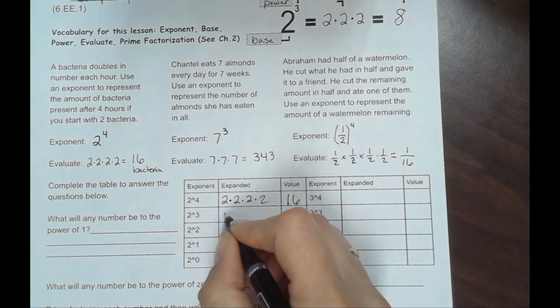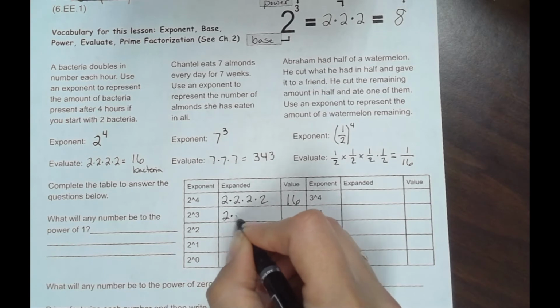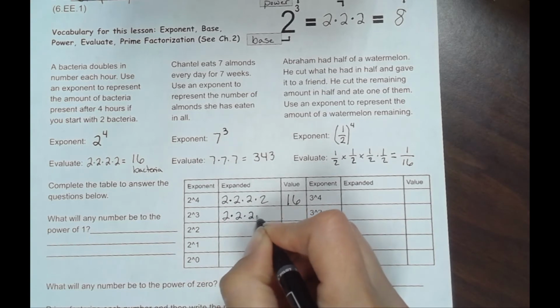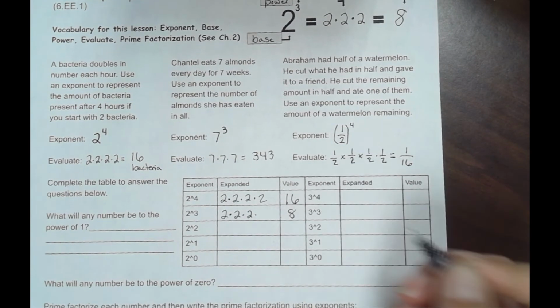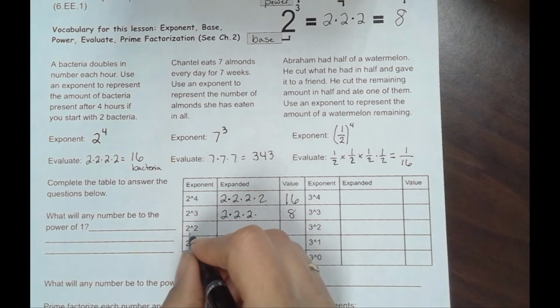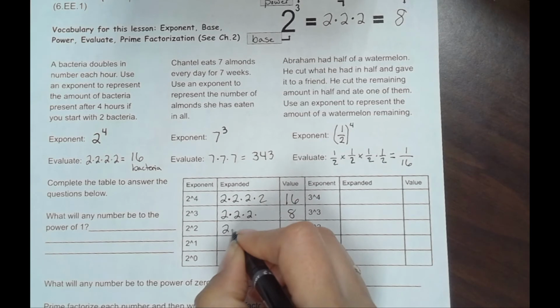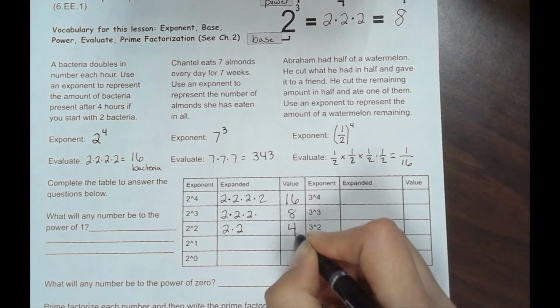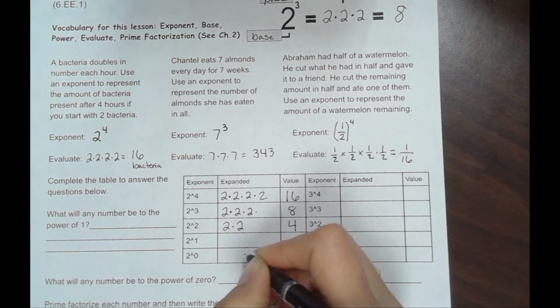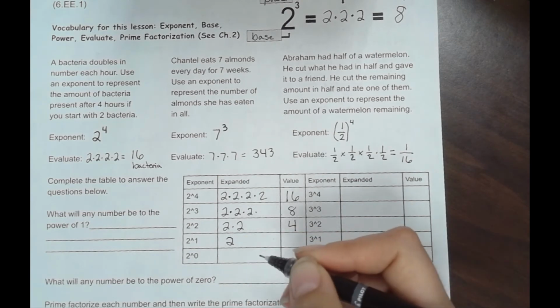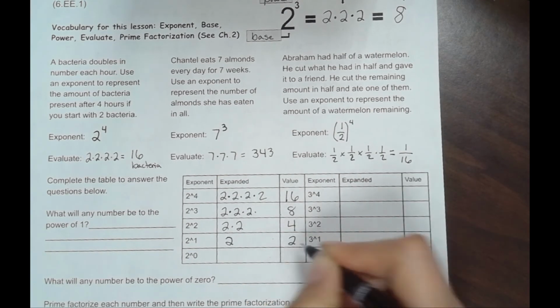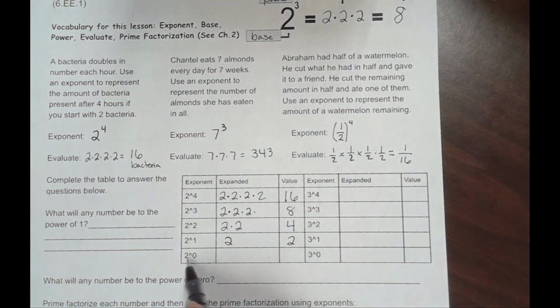2 to the 3rd power means 2 times 2 times 2, and that would give us 8. 2 times 2 gives us 4. 2 to the 1st power would just mean then 2. So its value would be 2. Well, now we need to figure out what 2 to the 0 power is.